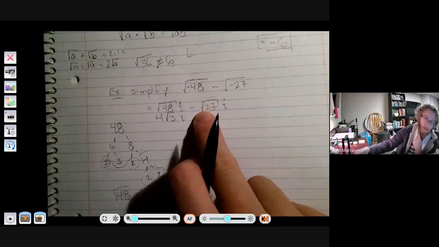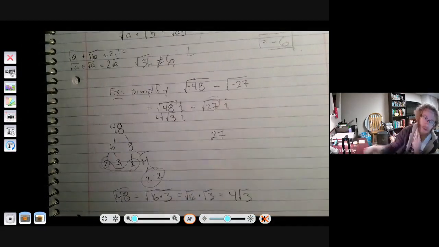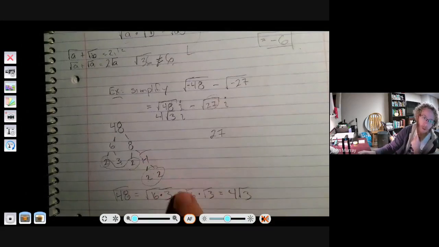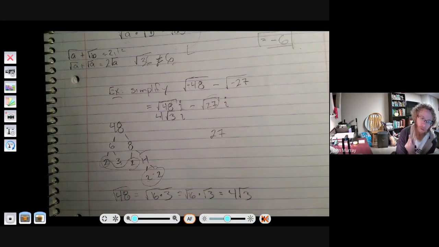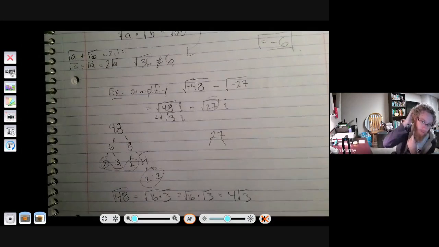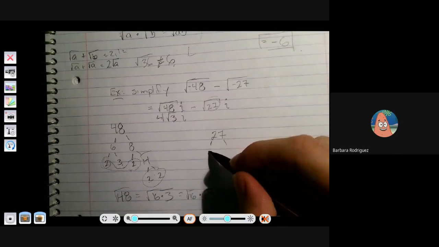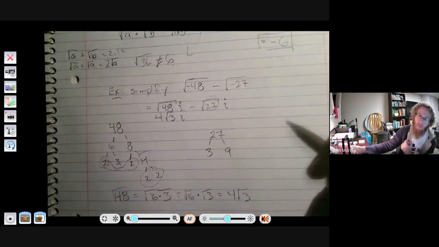Okay, let's do 27. Which method do you want to use? Do you want to use the tree method or the factor method? Use the tree method. Okay, so what are numbers that multiply to 27? 3 times 9.